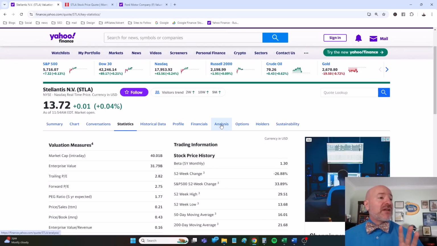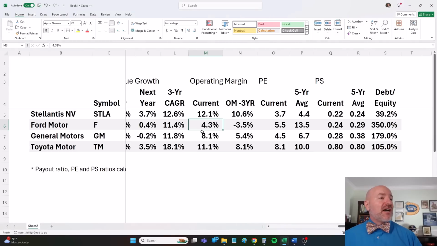Again, though, you just want to make sure that you're using the same calculations across your companies so that you can really compare them against each other. Because that's really what you're trying to do here: compare these companies the same way across different metrics and see which one is the best to buy or to avoid, right? So we do see the current 12.1% operating margin there. For the 3-year, this is the one where you're going to go back and try to find the trend.